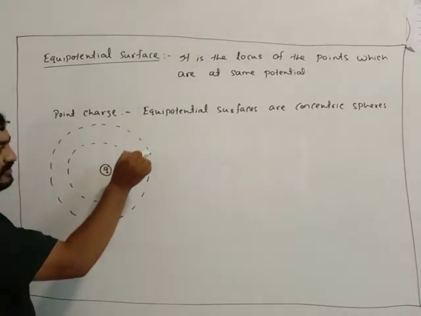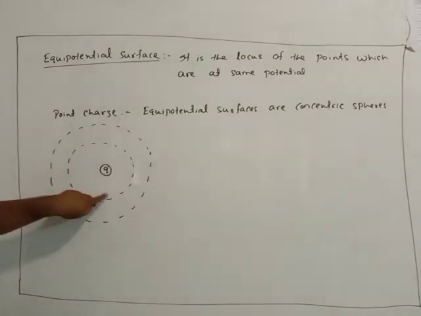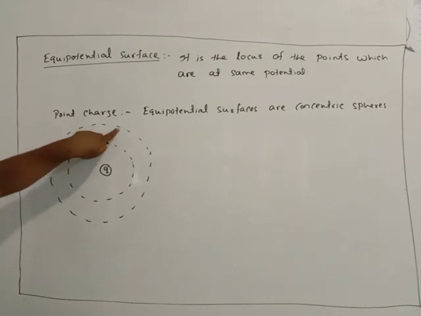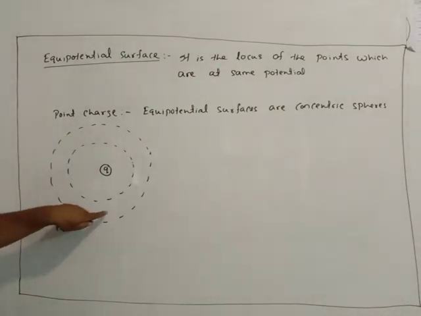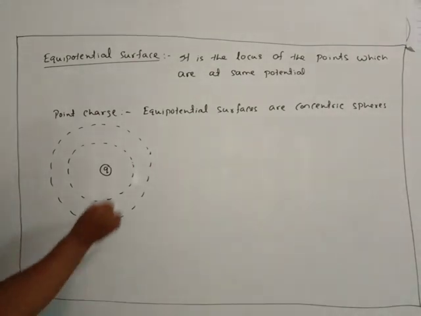concentric spheres. So a sphere, any point on the sphere will have the same potential. So these are the equipotential surfaces.